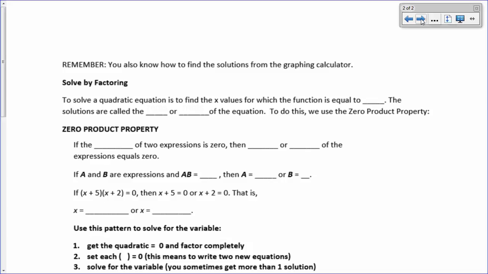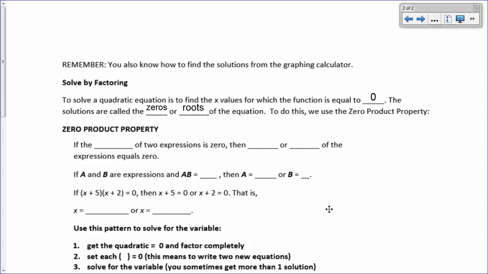Now, the other way you could do it is factoring. Why did I do it this way? Okay, you can find the solutions in your graphing calculator. Okay? I'll show you more with graphing calculator in class. So we're going to focus on the factoring polynomial part. Okay? To solve a quadratic equation is to find the x values for which the function is equal to 0. The solutions are called the zeros, or roots, or x-intercepts of the equation.